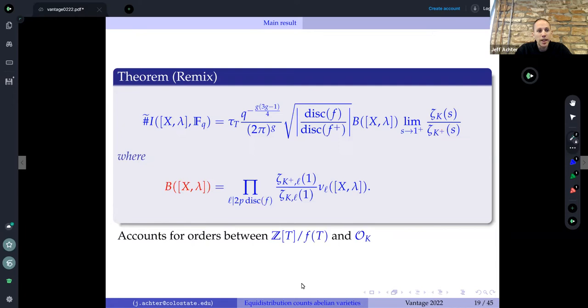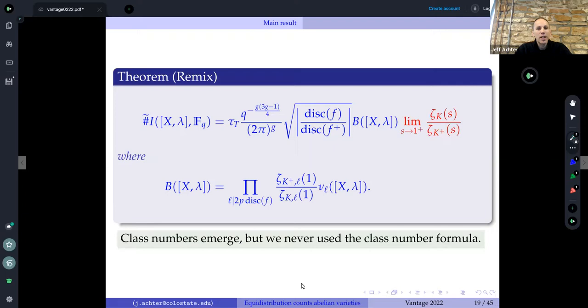And then B has all the good stuff. And somehow this is an inclusion-exclusion thing, which is designed to actually account for all the orders between the Frobenius order and the maximal order. And so this formula knows about class numbers. It kind of has to, but you don't actually use the class numbers itself as a tool. It's an emergent phenomenon.